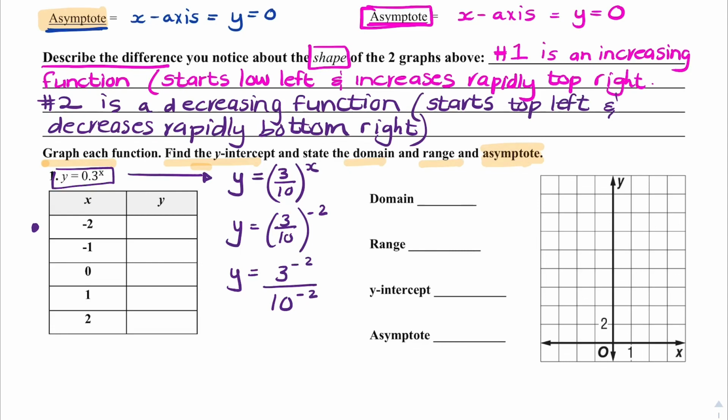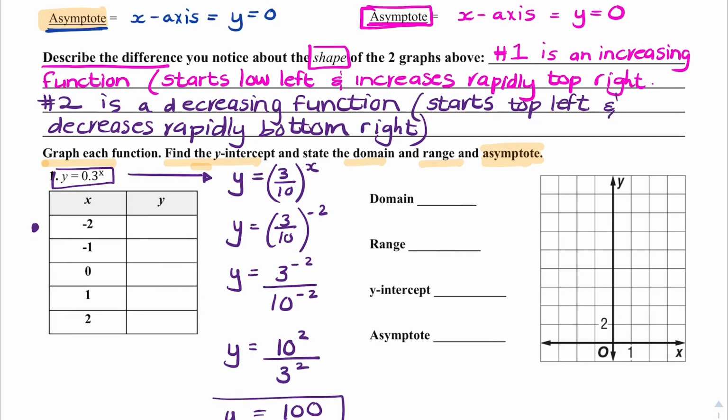We've learned that if we have a negative exponent, if we take that and put it in its reciprocal position, the exponent will become positive. So that line can be rewritten with the 10 on the top, to the positive 2, and the 3 on the bottom to the positive 2, and that simplifies to 100 over 9.